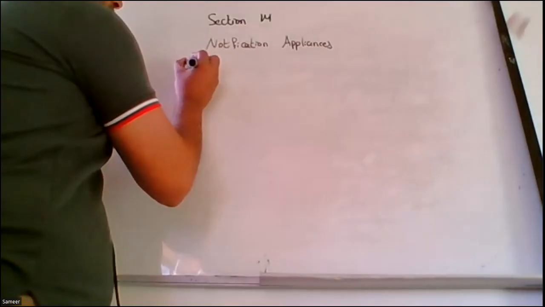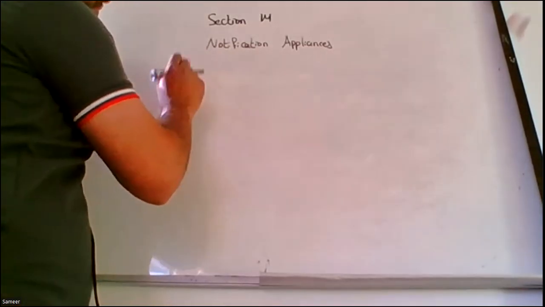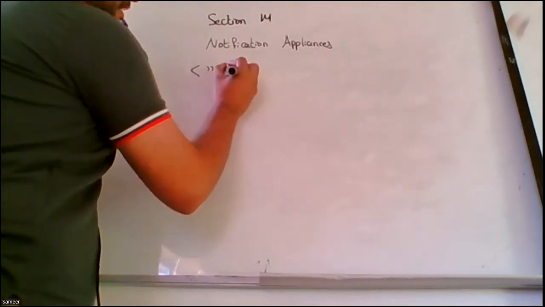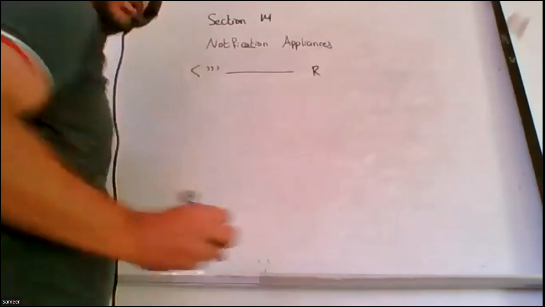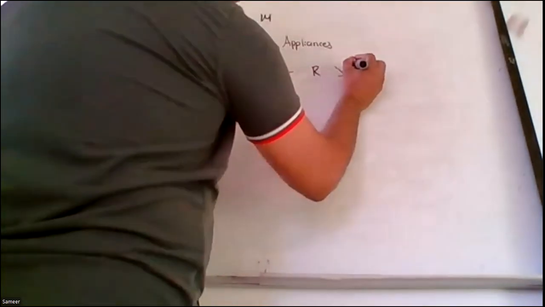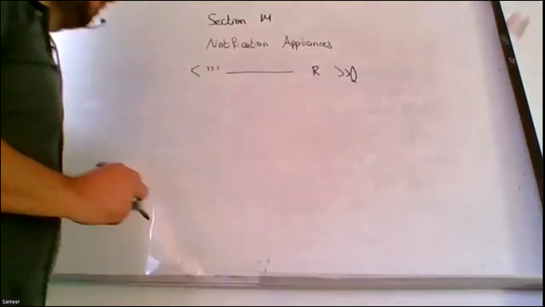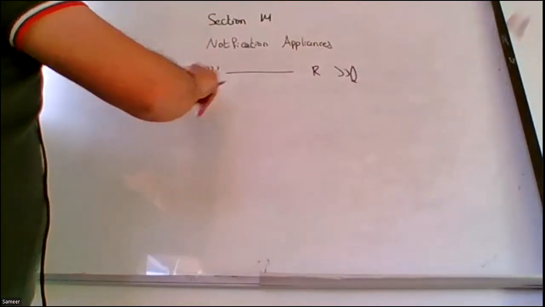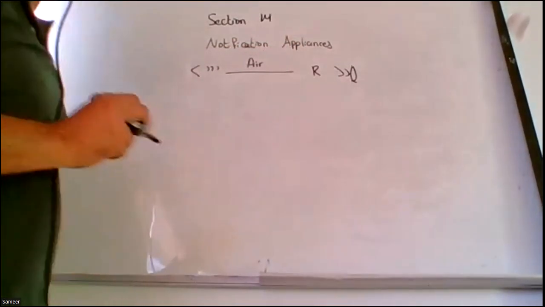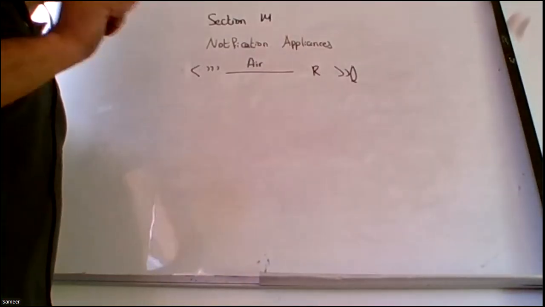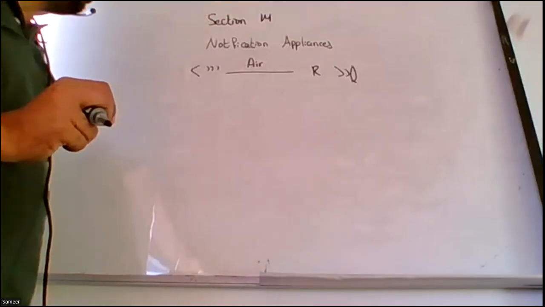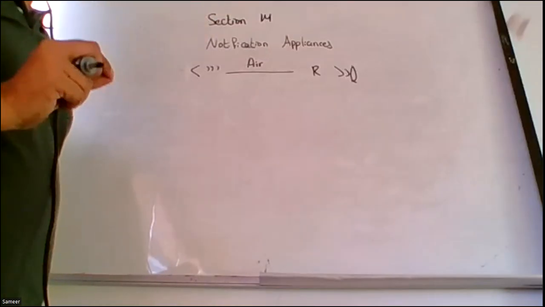Notification appliances. In the notification appliances, usually what we have is a sounder. The sounder's purpose is to send sound towards the receiver, and a receiver could be any person who is receiving the sound. It could be any ear. Whenever the sound travels, it travels through air as a medium, so there will be losses. Whenever it travels through air, there are losses.